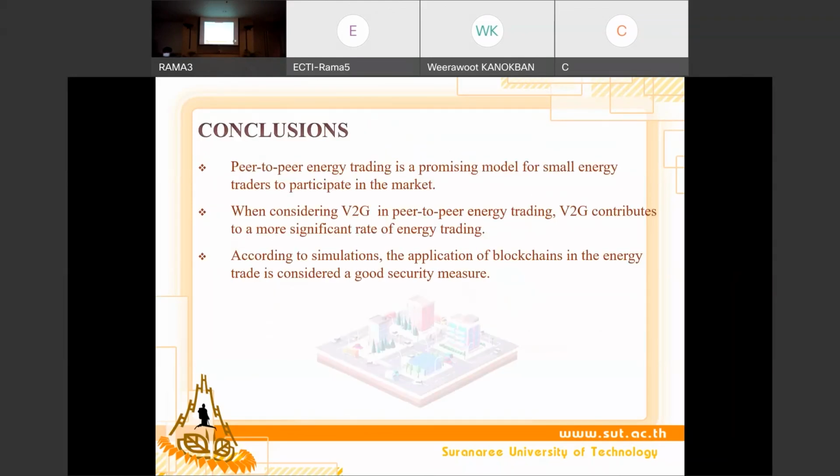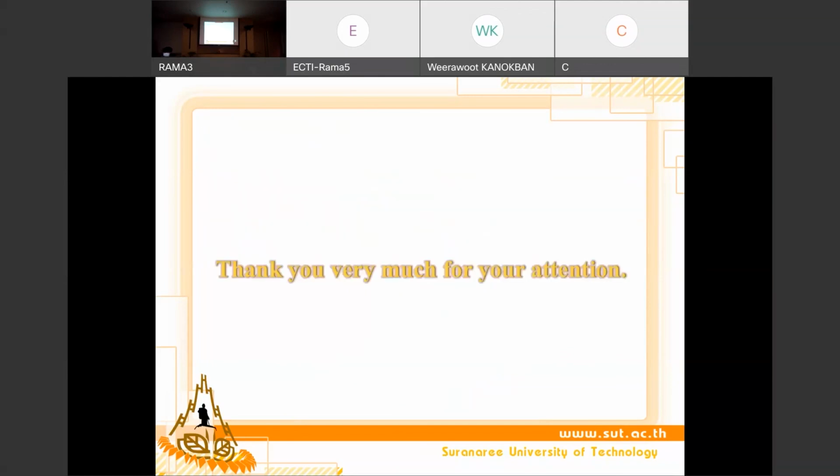Conclusion. Peer-to-peer energy trading is a promising model for small energy traders to participate in the market. When V2G is considered in peer-to-peer energy trading, V2G contributes to a more significant rate of energy trading. According to the simulation, applying blockchain in energy trading is considered a good security measure. That is all from me today, and thank you for your attention. If you have any questions, please don't hesitate to ask.